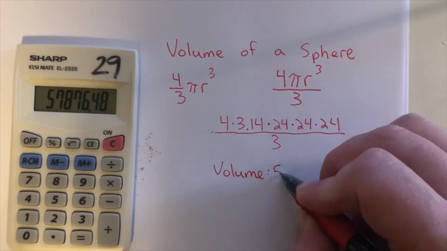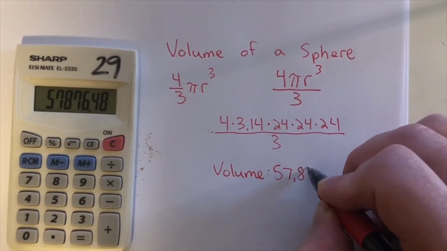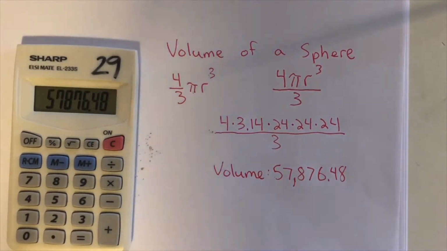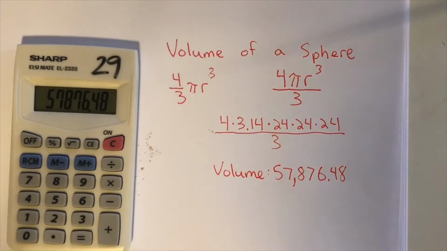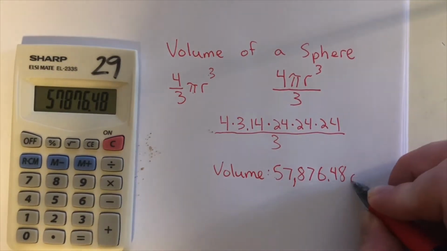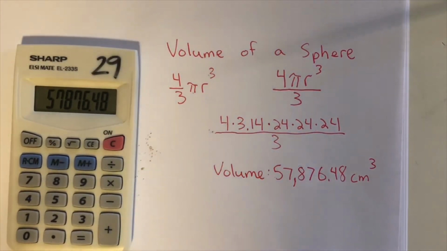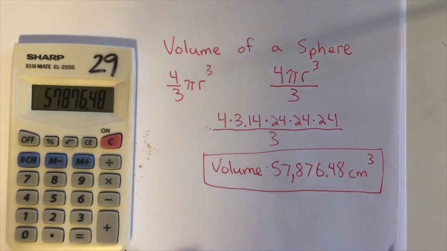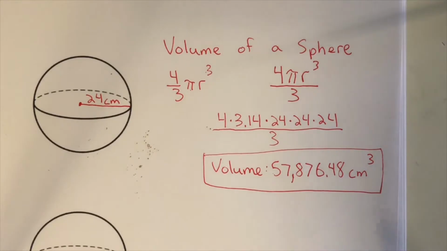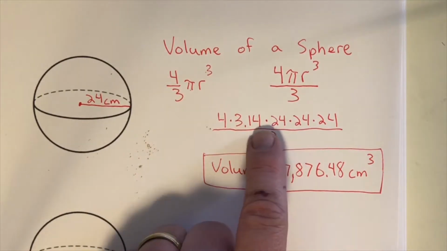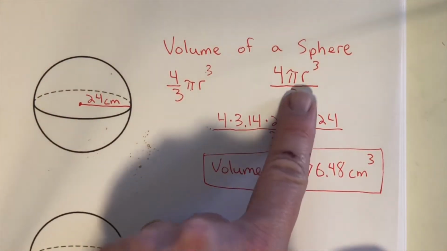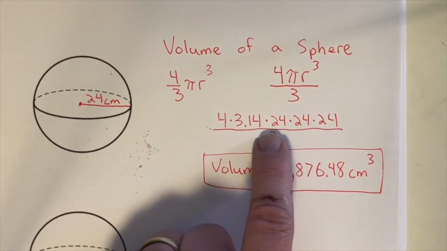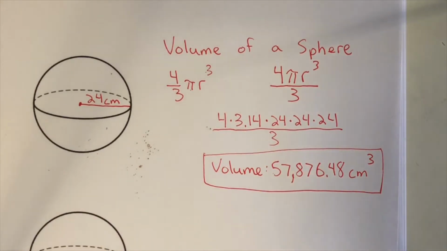So in my volume, I get, looks like 57,876.48. And once again, this is volume, so this is going to be cubic centimeters for that volume. So that's, once again, if I have the radius, I literally just plug the radius in for this r cubed. So I have 24 times 24 times 24. I said the radius 3 times. All right.